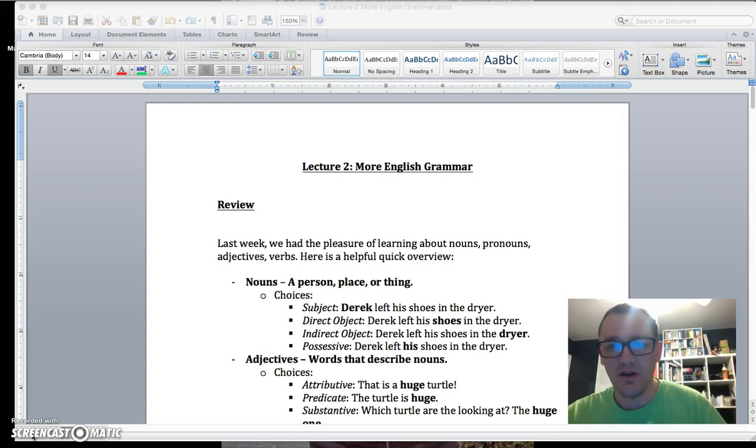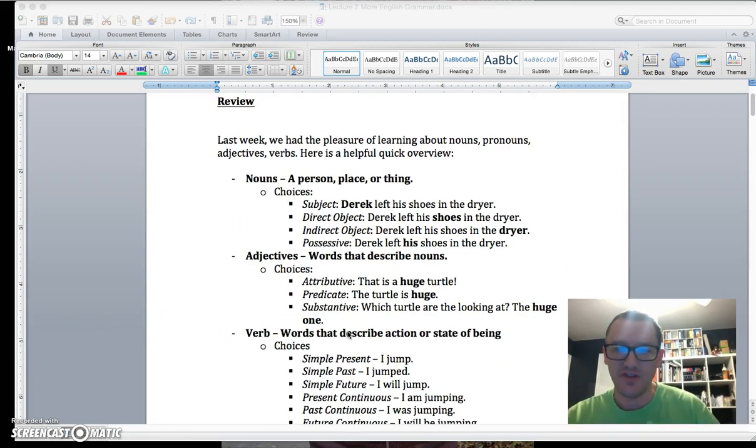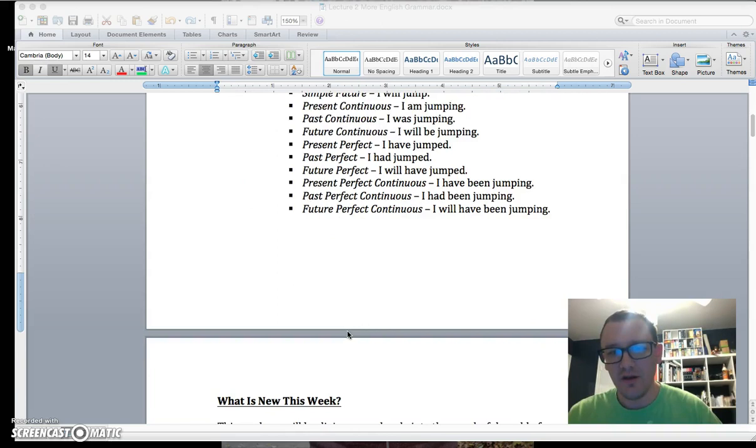Just as, I hope, a helpful tool, I tried to summarize all of last week's content onto the first page of this sheet. So this will give you a quick overview of at least all of the important reference things that you'll need to know from last week before we jump in to this week.